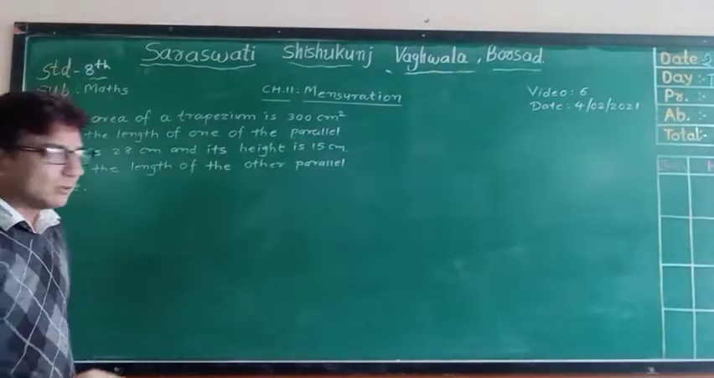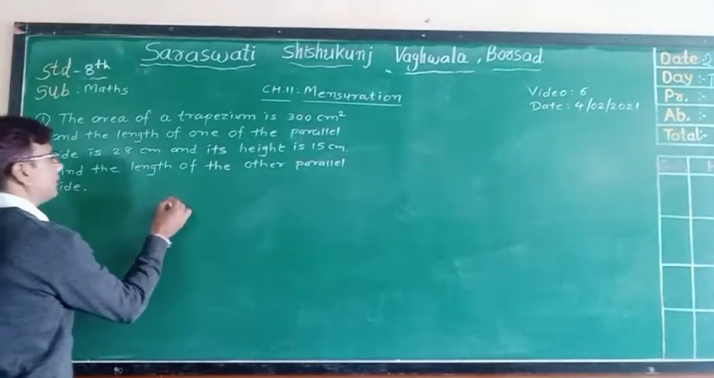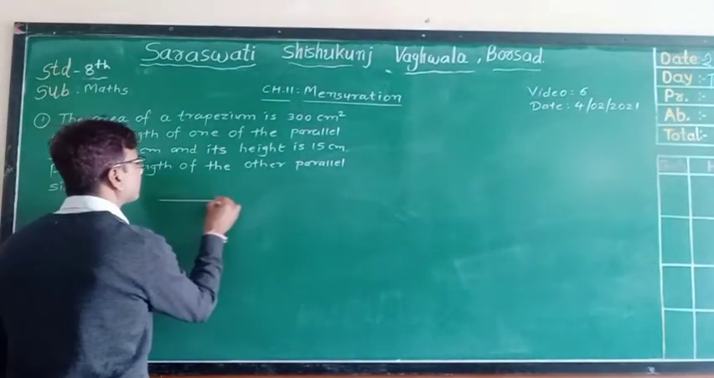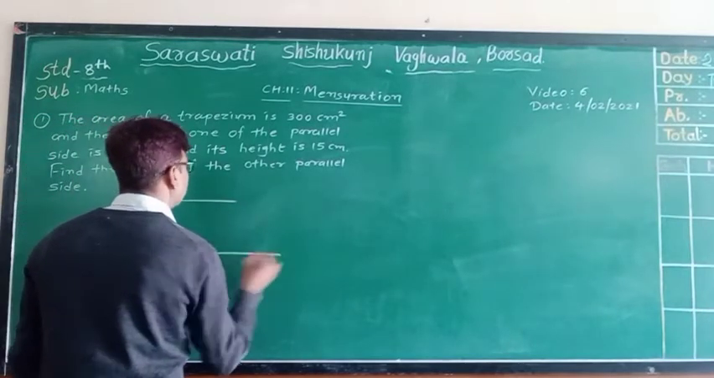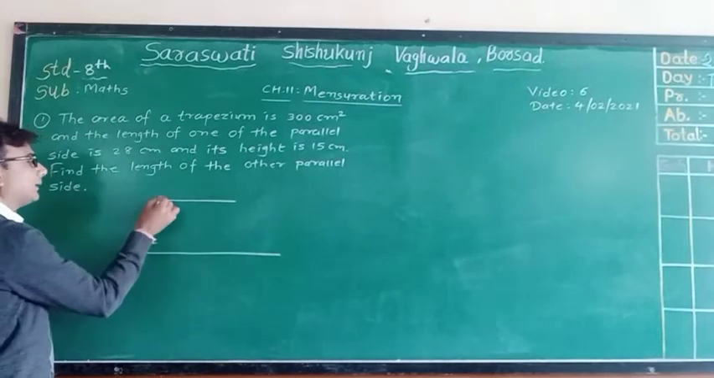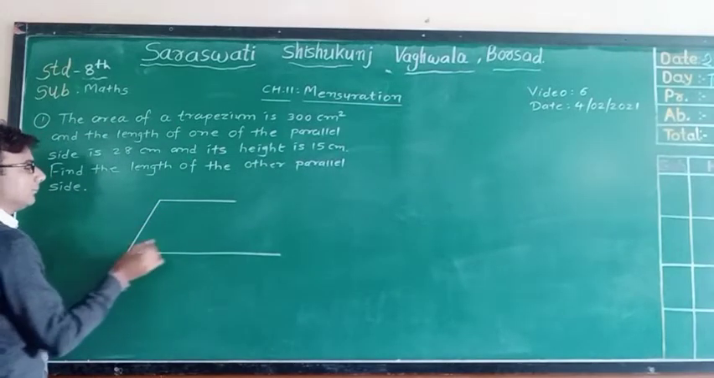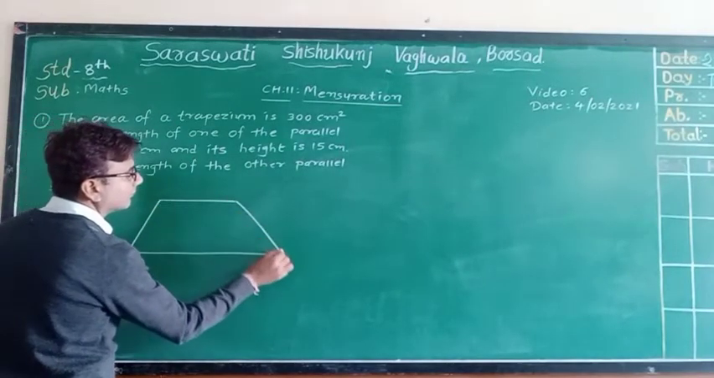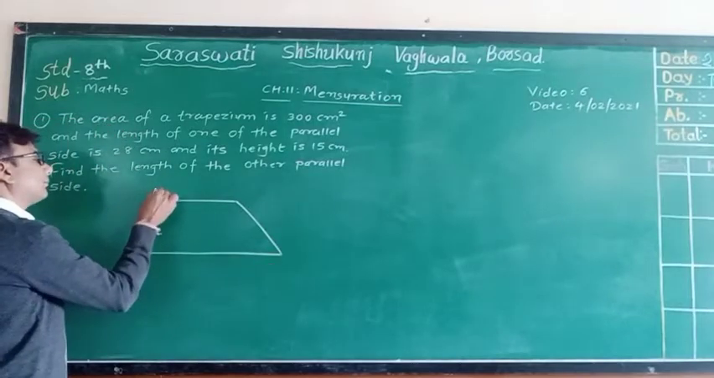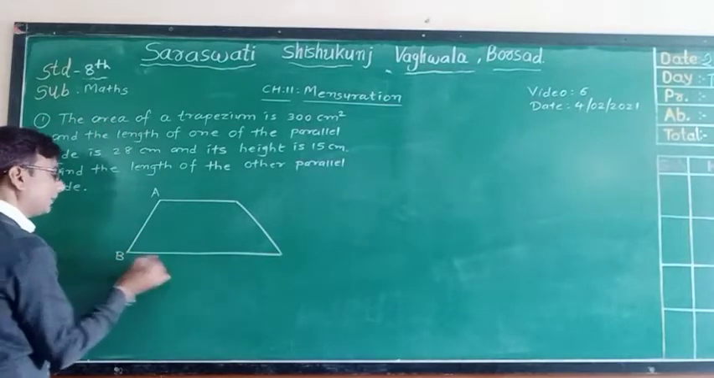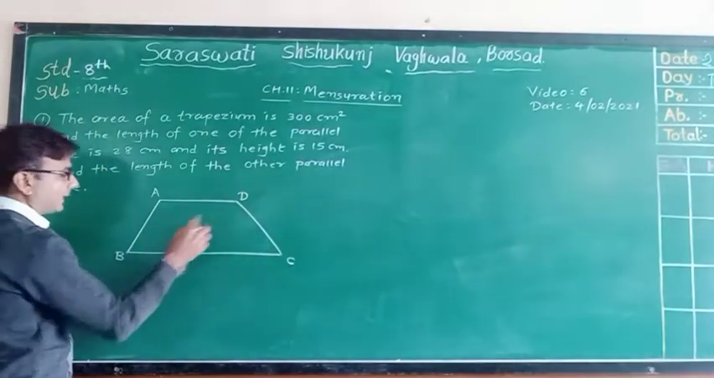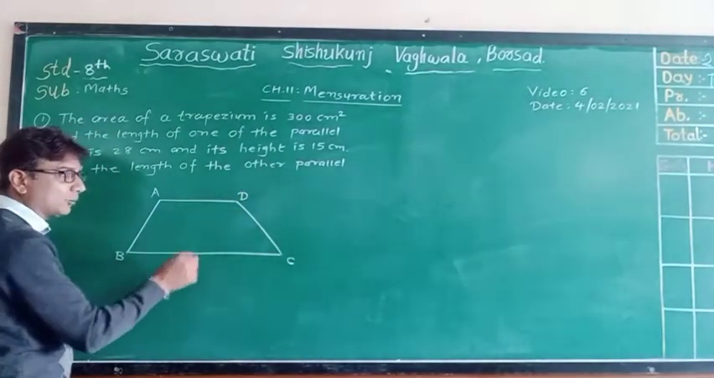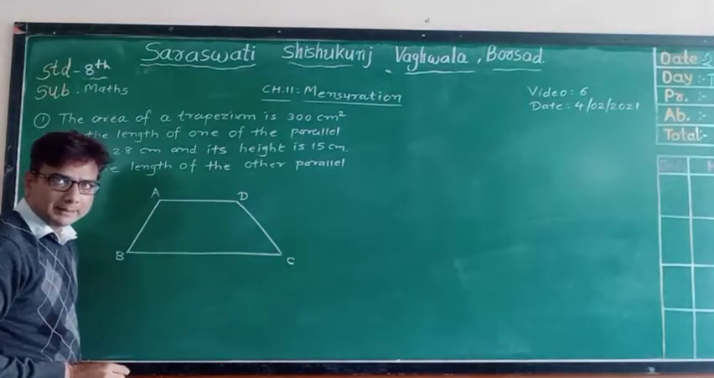So first we will draw a trapezium. This trapezium figure, yes, these both are parallel sides. This is trapezium ABCD. AD and BC, these both are parallel to each other. So we can say this is a trapezium.